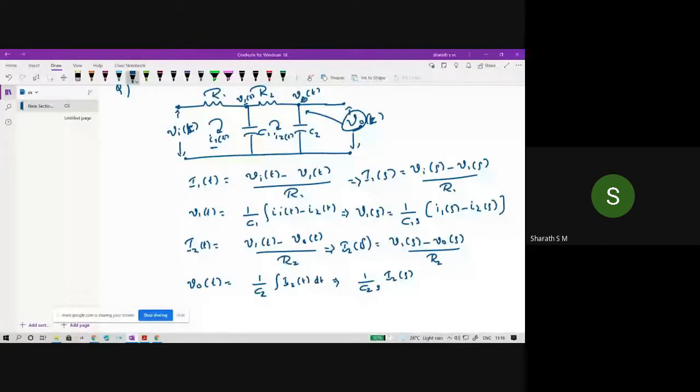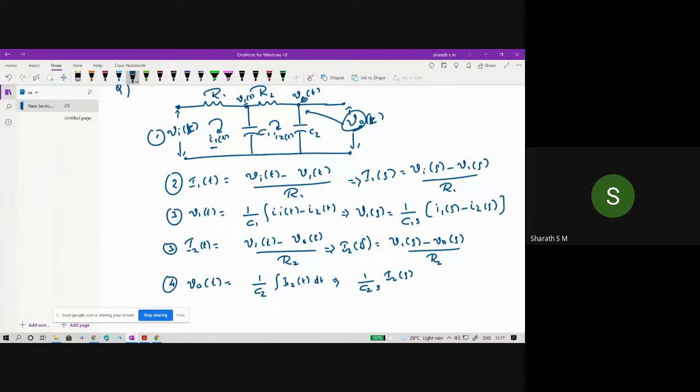So this is how we can write down the equations for I1, V1, I2, V0. With the help of these equations, we need to extract the signal flow graph. To extract the signal flow graph, just look at the variables. The first variable is Vi, the next variable is I1, the next is V1, the next is I2, and the last one is V0.